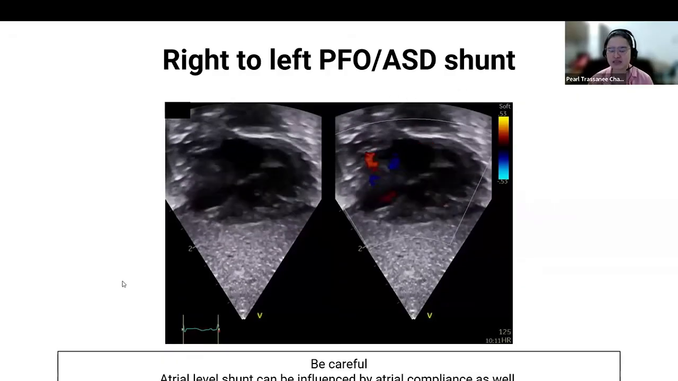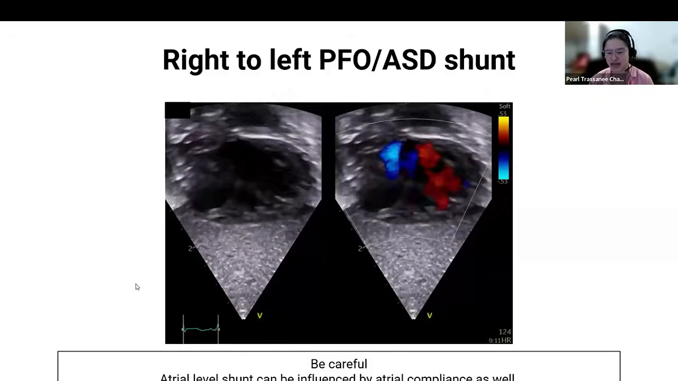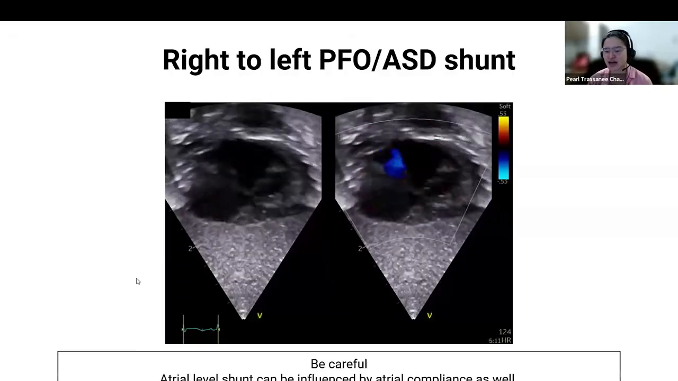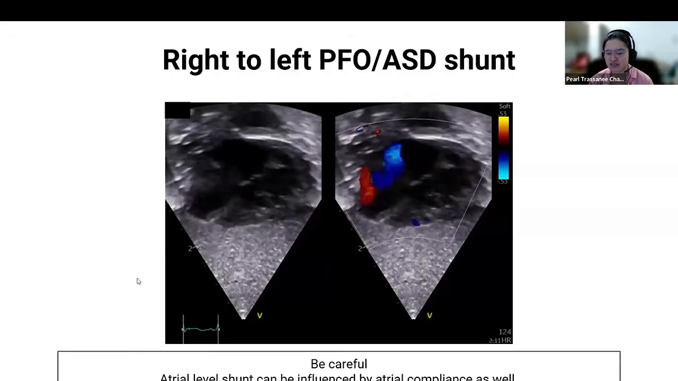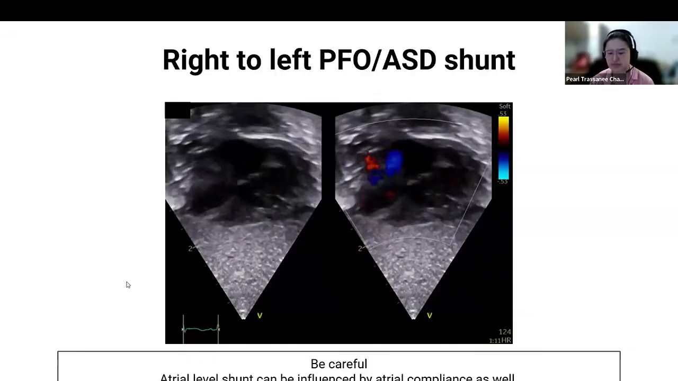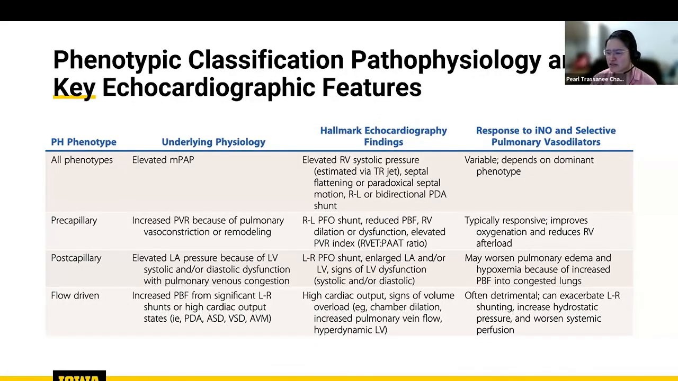But remember, the shunt direction is determined by both pressure and compliance. Atrial level shunts are a clue to the physiology, not a standalone measurement of pulmonary hypertension. Over the last several slides, we have discussed how to assess pulmonary artery pressure and pulmonary vascular resistance, shunt direction, and ventricular performance. The next step is putting all of those findings together into a physiology-based phenotype.